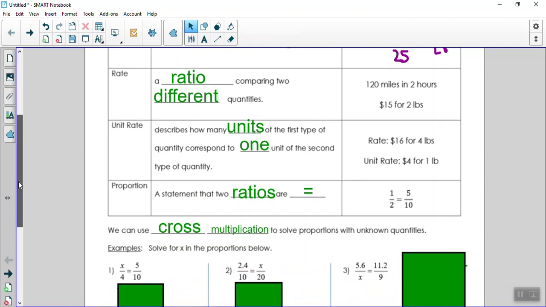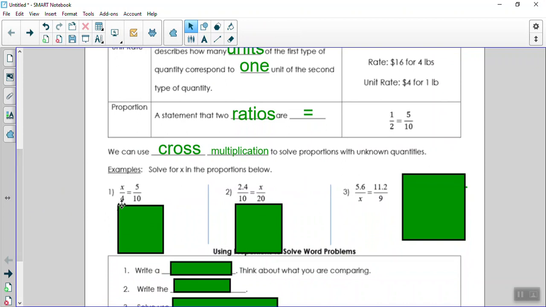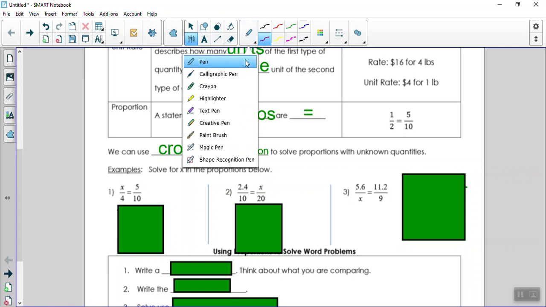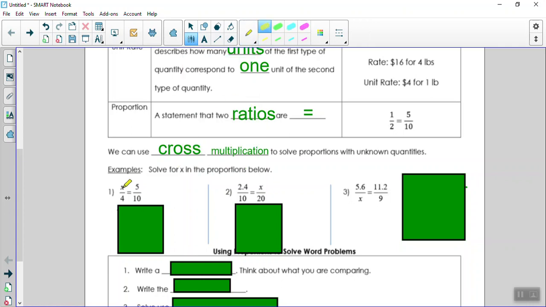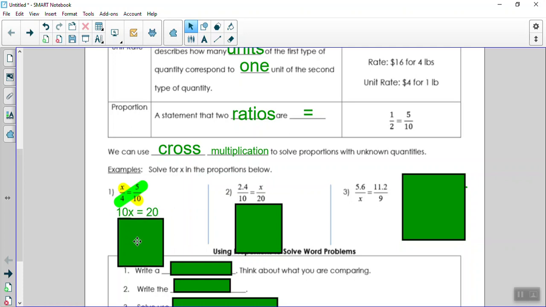So our first example, we're doing x over 4 is equal to 5 over 10, and we want to know what x is equal to. Cross multiplication basically says that you take the numerator of one side and multiply it with the denominator of the other, and the denominator of the other side and multiply it with the numerator of the other side. So you're multiplying across our fractions. When we do that, 10 times x is 10x, and 4 times 5 is 20, right? So there are our two things, and we're going to set them equal to one another.